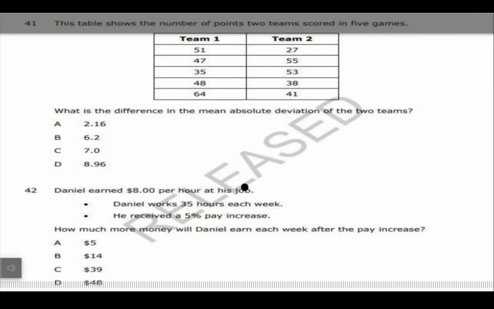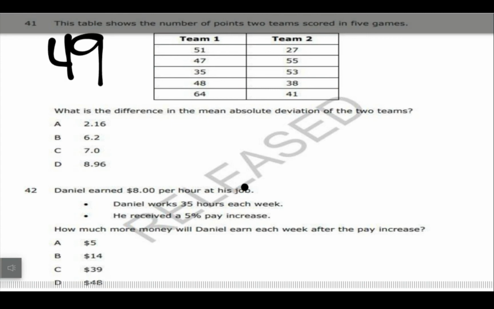It says the table shows the number of points 2 teams scored in 5 games. What's the difference in the mean absolute deviation of the 2 teams? Remember, this stands for the MAD. For the MAD, we first want to find the mean of each one. So for team 1, I do 51 plus 47 plus 35 plus 48 plus 64. Add that up, that's 245. Then divide that by 5, because that's how many numbers there are. That should give you 49.